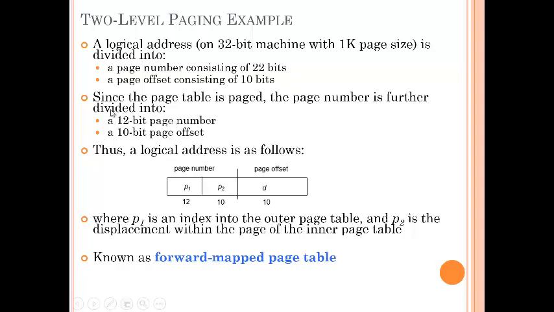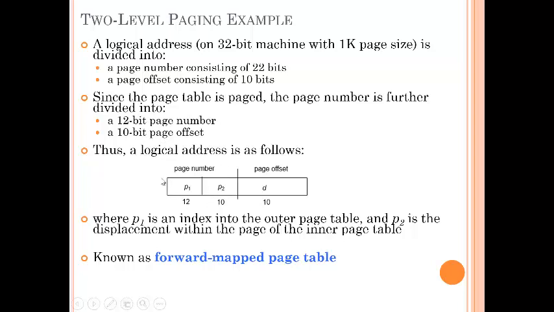So what we do, we will divide that again into two parts. One part is of 12 bits, the size of the outer page table, and the next one is the 10 bits, that is page offset. It is not page offset for the actual data, it is page offset of the inner page table. It is the number of bits of entries of the inner page table. So the logical address is divided like this.